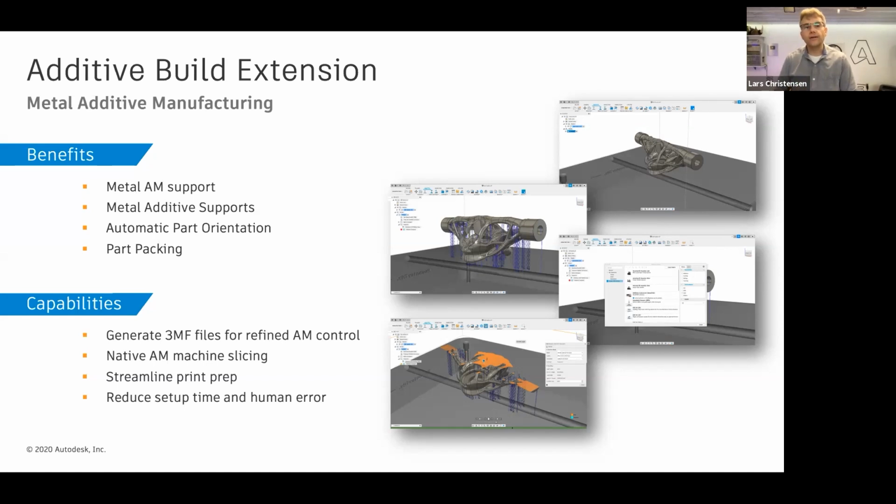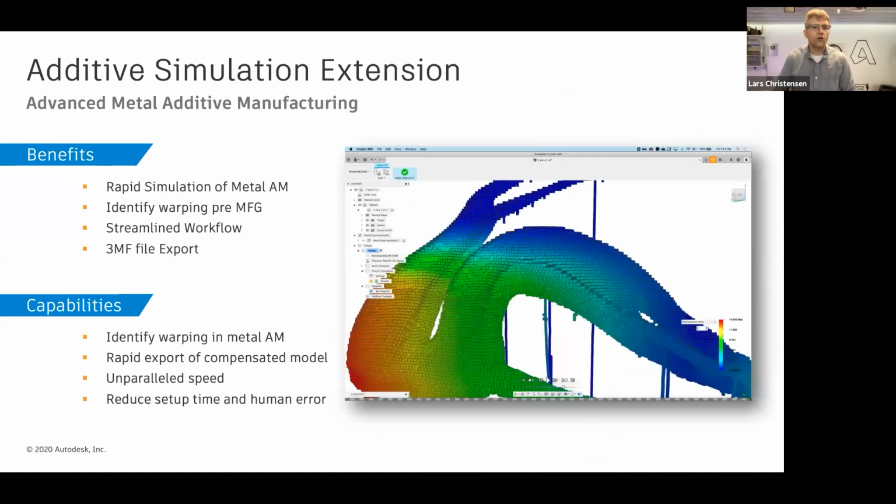And on top of that, we have in preview right now our additive simulation extension. So again, this is for metal additive, but what that will let you do is simulate the build. Just like you can do with CAM of seeing tool collisions, you can now actually look in the print and see warpage or other things that will happen during the metal additive print.